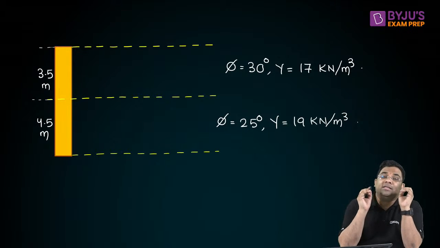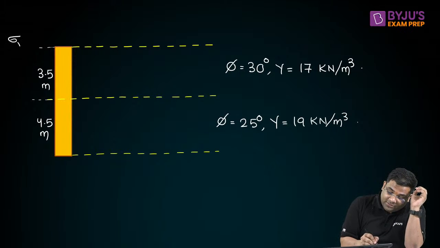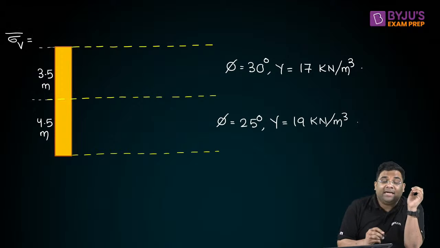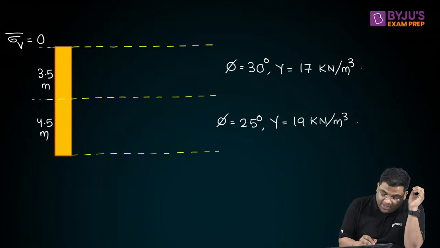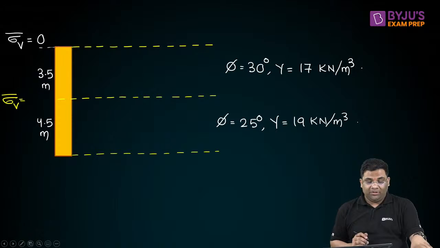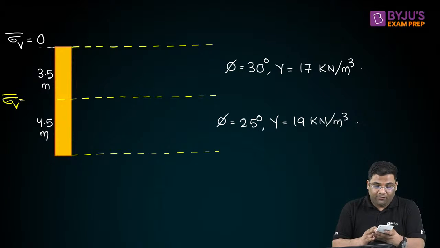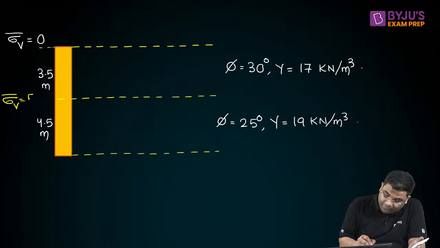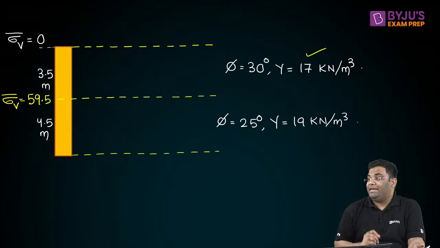So how to solve this? First of all, find out the vertical stress. What is the vertical stress at this top? Here it is 0, right? Now at 3.5 meter, what is the vertical stress? It will be simply 3.5 into your 17, right? So how much are you getting? We'll get 3.5 into 17, that is equal to 59.5. Simply the depth is 3.5 and the gamma is 17.